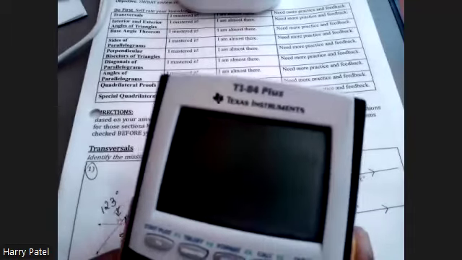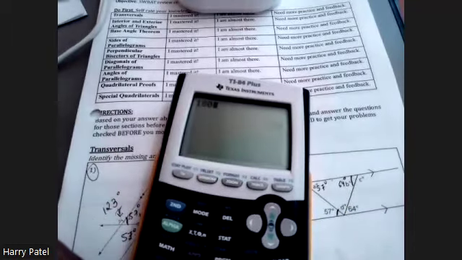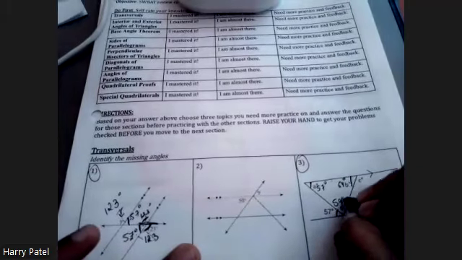Now I have a triangle. I can find D by subtracting 57 and 64 from 180. I'm just using a calculator: 180 minus 57 minus 64, and I got 59. So D is 59. Next, you're asked to find C. I can see that there's a straight angle, so I can subtract 64 from 180 to find C, which is 116 degrees.